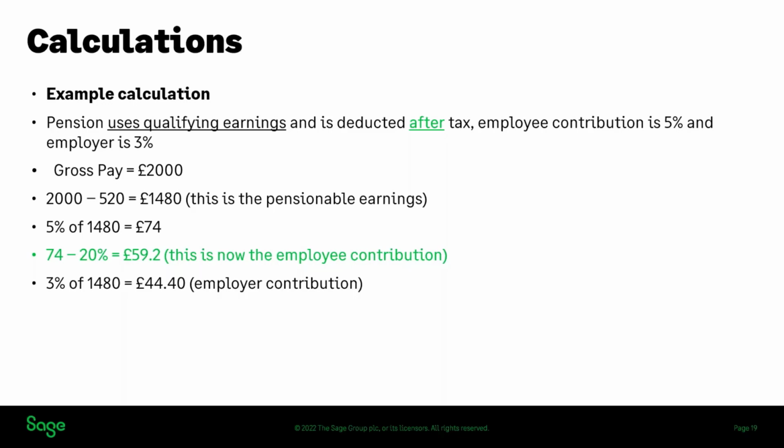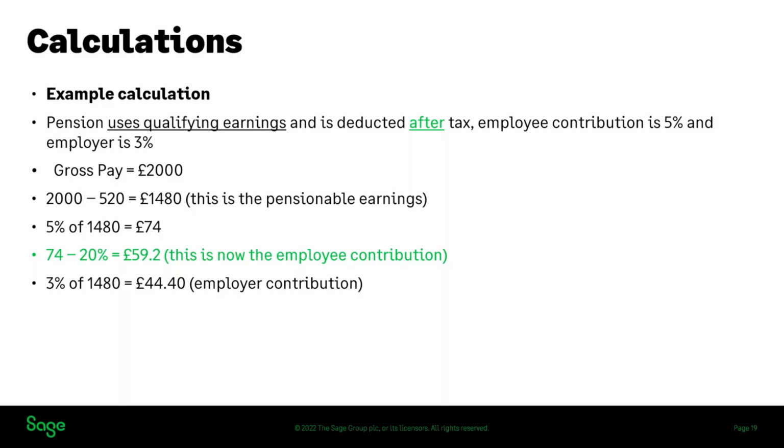We saw that earlier. However, because it's deducted after tax, we need to factor in the tax relief, which is 20%. So we now need to deduct 20% from the £74, which gives us £59.20. Now that is the employee contribution, and that is what the employee will see on their pay slip. That additional 20% is added into the employee's pot by the pension provider. So they still get the tax relief. It's just done in a slightly different way. So the employee will only see the contribution of £59.20.